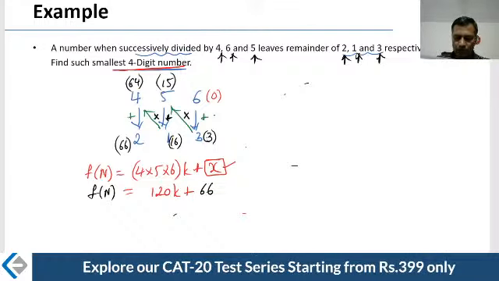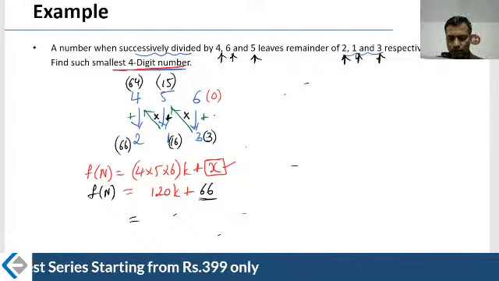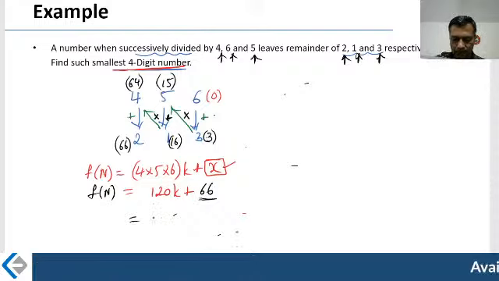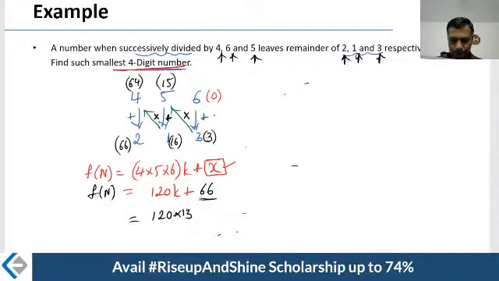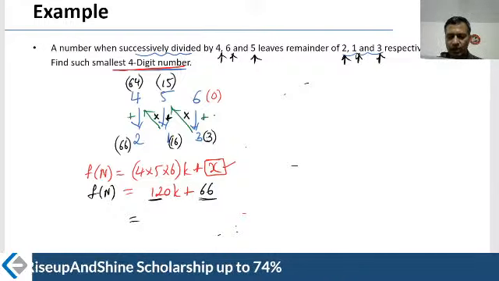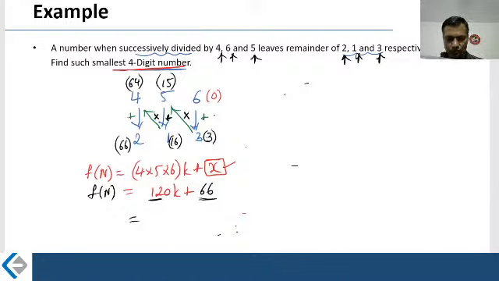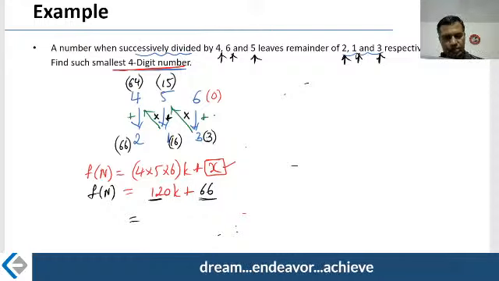Now we need a suitable value of k, where we will be hitting somewhere closer to the 1000 mark. 120 into 7, sorry. Just go with the 12 table. 12 into 6, 72. 12 into 7, 84. 12 into 8, 96.